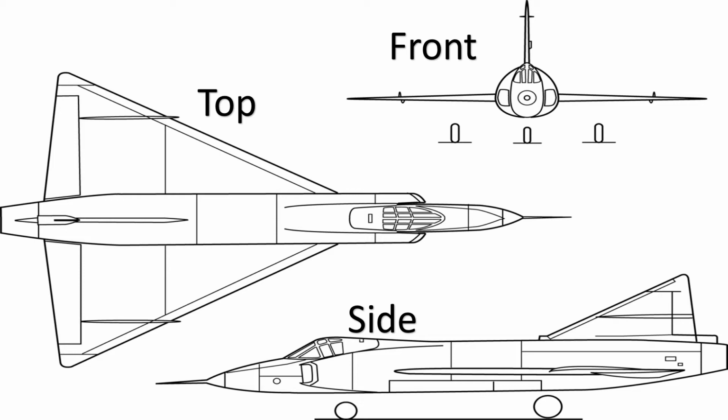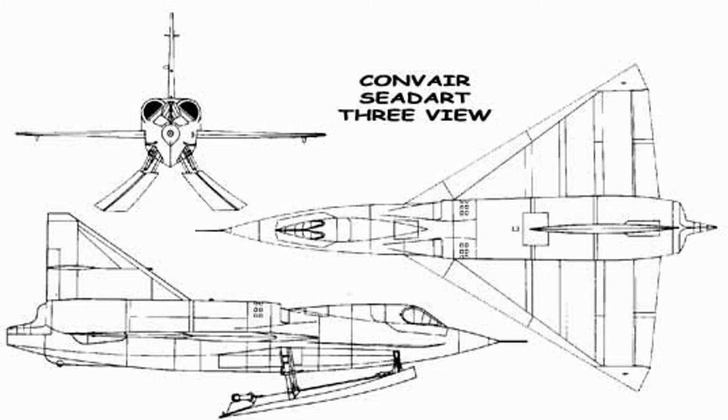As we can see here, the Seadart has a similar plan view. Again, we have this straight body line right here that I want to emphasize, and the delta wing. Obviously, this aircraft is designed for high-speed flight.